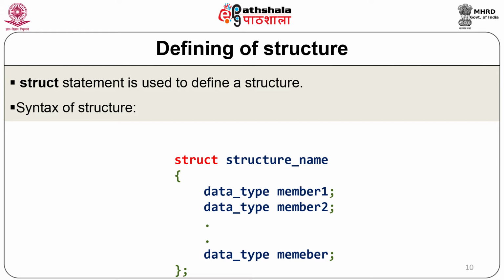The format of the structure statement is shown on the screen: struct structure name, open bracket, data type member 1, data type member 2, data type member n. In this, you will find a single structure name and multiple members, like member 1, 2, up to member n.